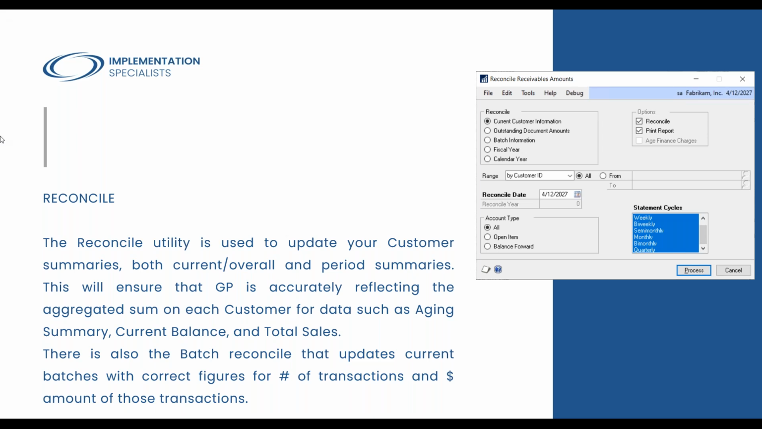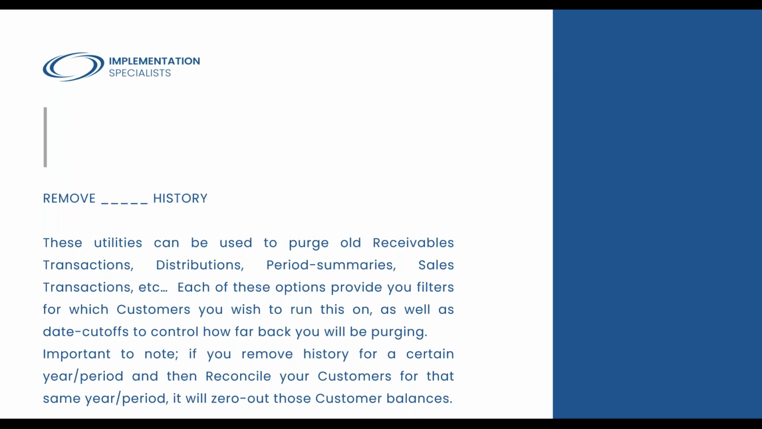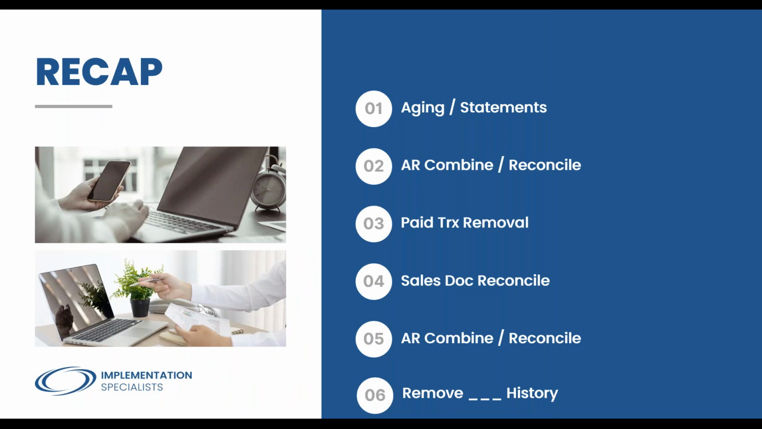It's important to understand the repercussions of running these, but it can be helpful for those of you that have been on GP for a decade plus. It can certainly be helpful to remove some of that older information out of the system, so that you're really only looking at stuff that's recent and relevant. It can speed that process up for your users as well. So that covers the various routines and utilities, certainly not all of them, and even the sales module.